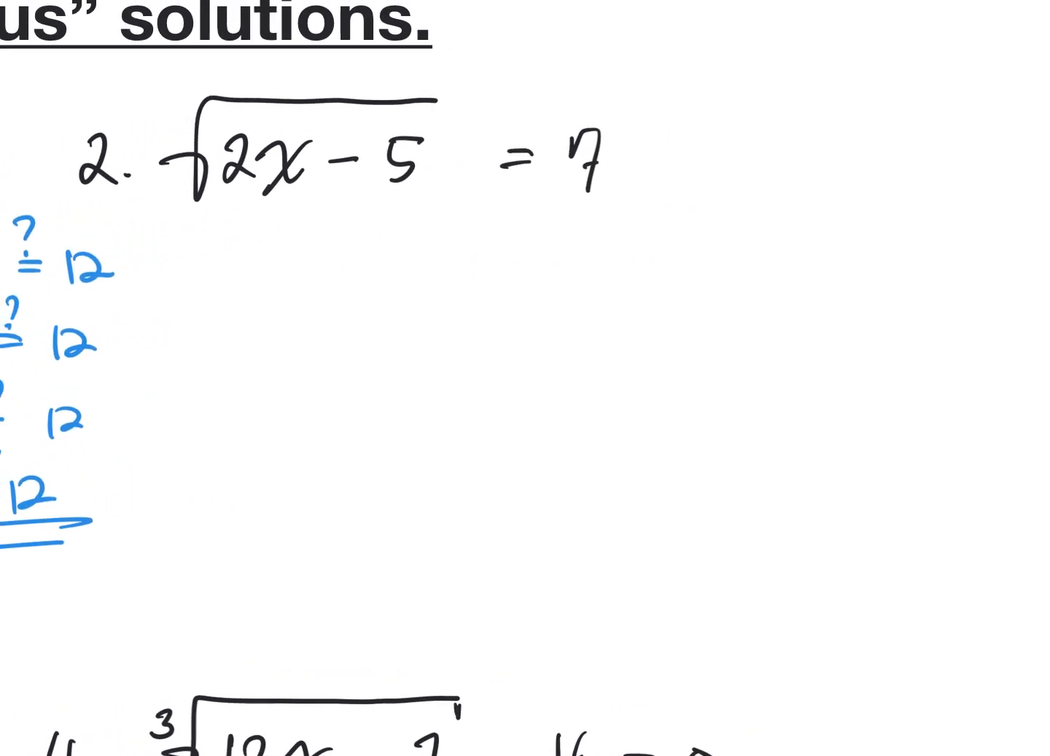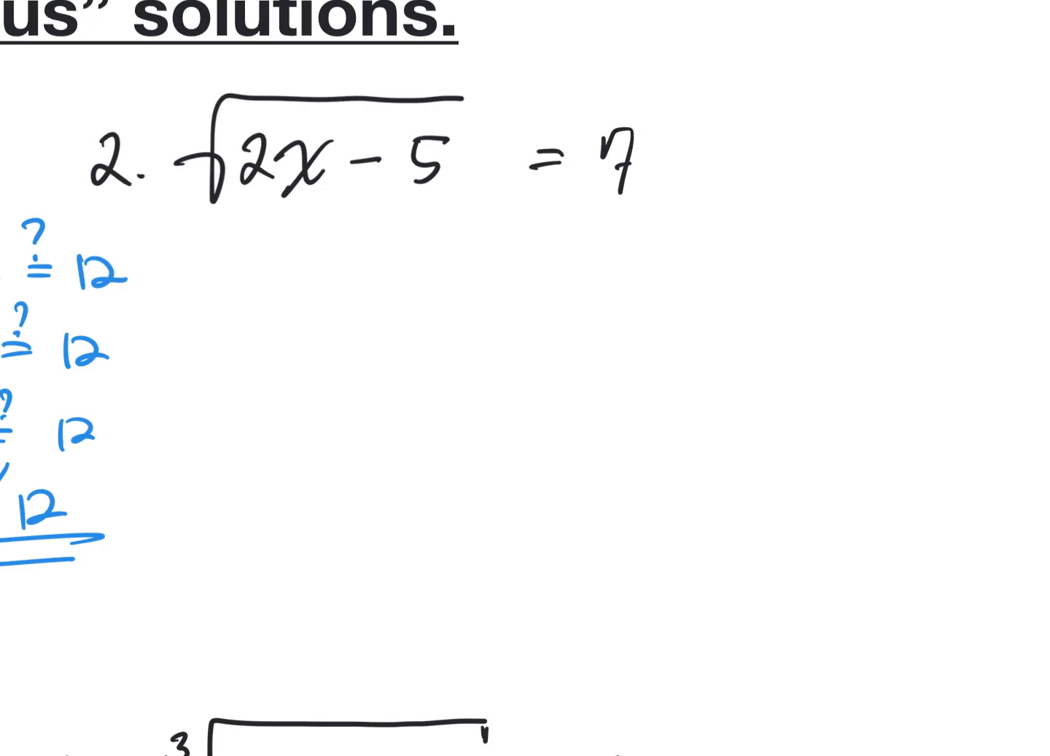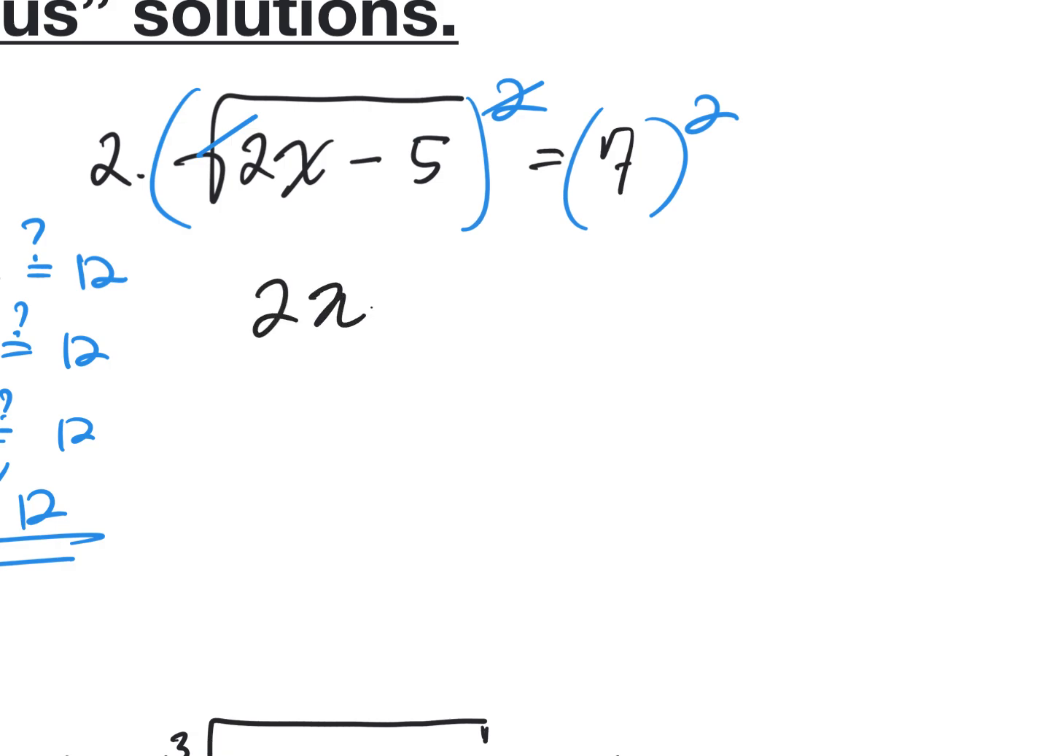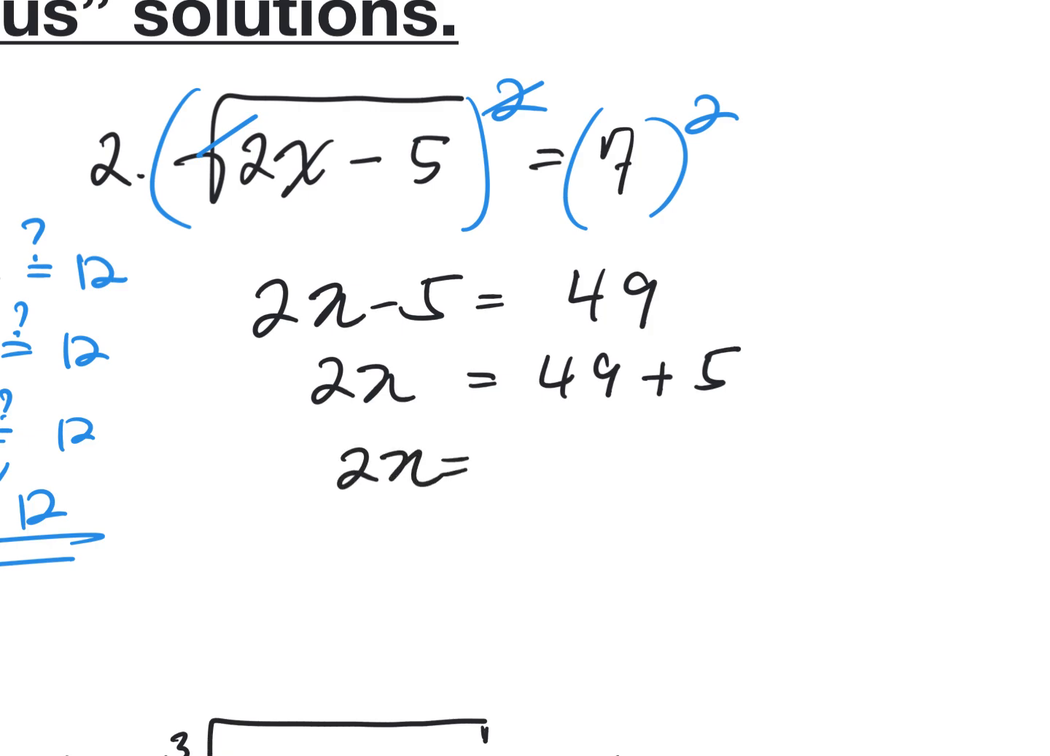Okay, let's go for number 2. Here, the very first thing I'm going to do is simply raise both sides by the power of 2 to cancel out your radical expression in there. So, what is left in here now is going to be 2x minus 5. 7 square is 49. Okay, 2x is equal to 49 plus 5. Okay, so 2x is equal to 54. Now, dividing both sides by 2, x is going to give us 27.